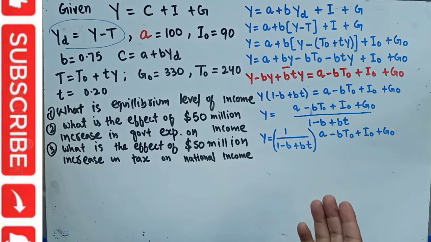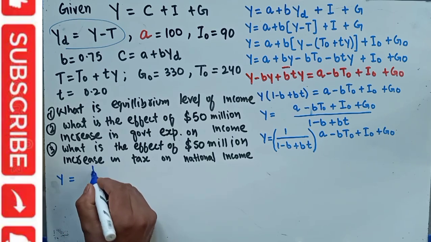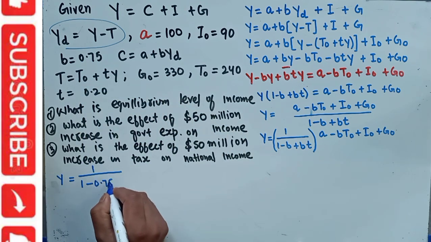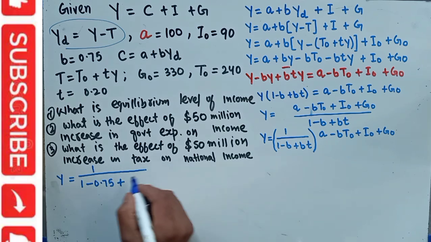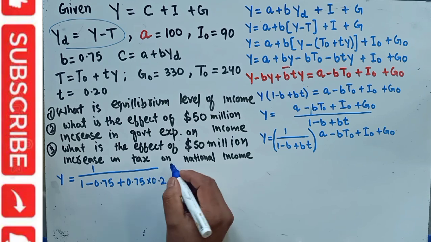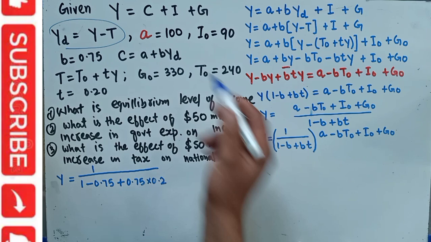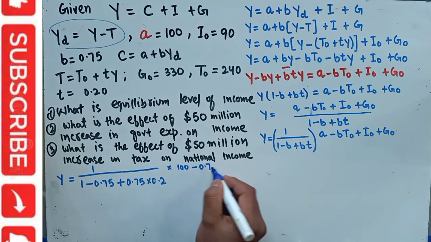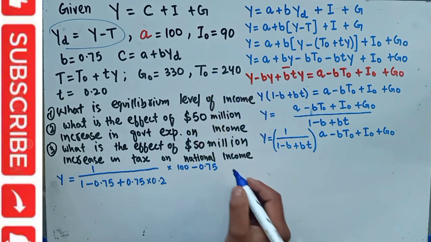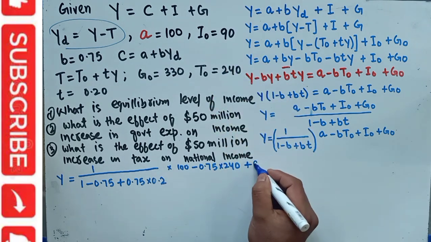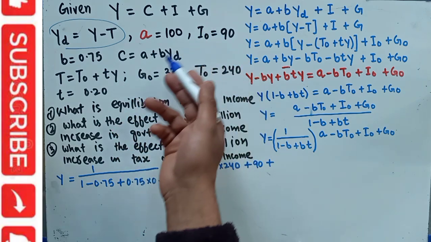Now let's give the variables their values here. So what will we get? Let's write it here. Y is equal to 1 divided by 1 minus, in place of B we have 0.75, plus B, again 0.75, times the tax rate that is being given to us, 0.2, into, we have this, A is 100, so into 100 minus, in place of B we have 0.75, T naught, that is the lump sum taxes, it is 240, plus I naught is 90, plus G naught, the government expenditure that's being given to us.